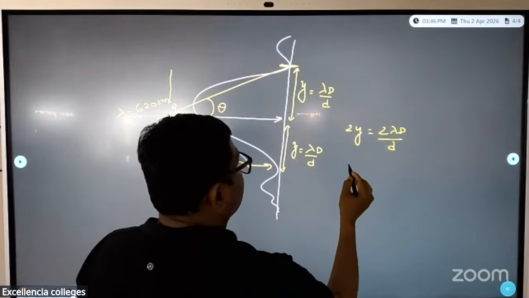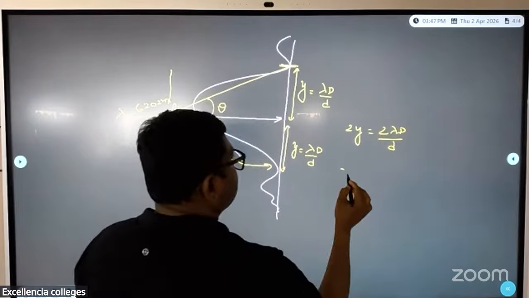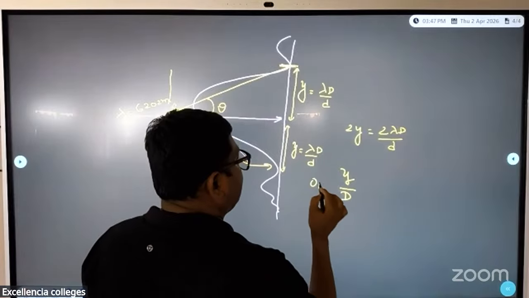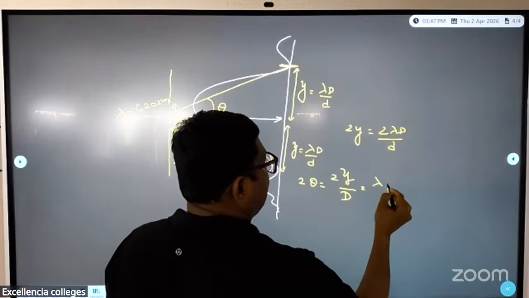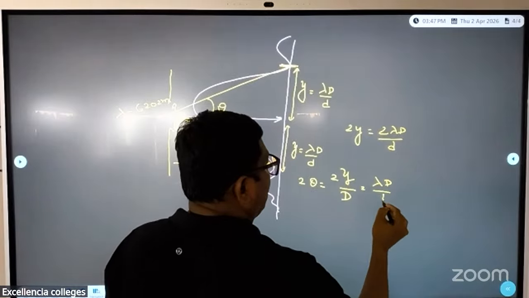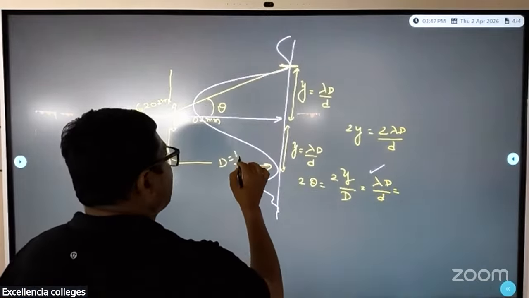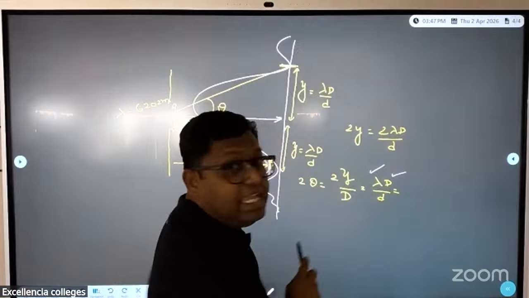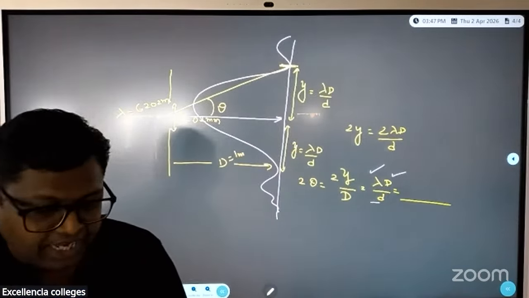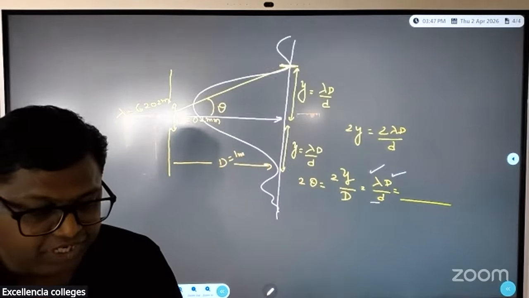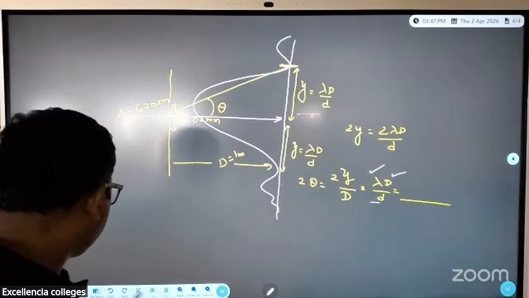So therefore, now you can write, in this particular case, y by D, which will be our theta. So if you take 2y, this will be 2 theta. So simply you shall have 2 lambda divided by small d. So we have the value of lambda. I think D is given to be 1 meter. So lambda is available, D is available, small d is available. You can get the angular width of the central maxima. So this is a simple question which is easily solvable.